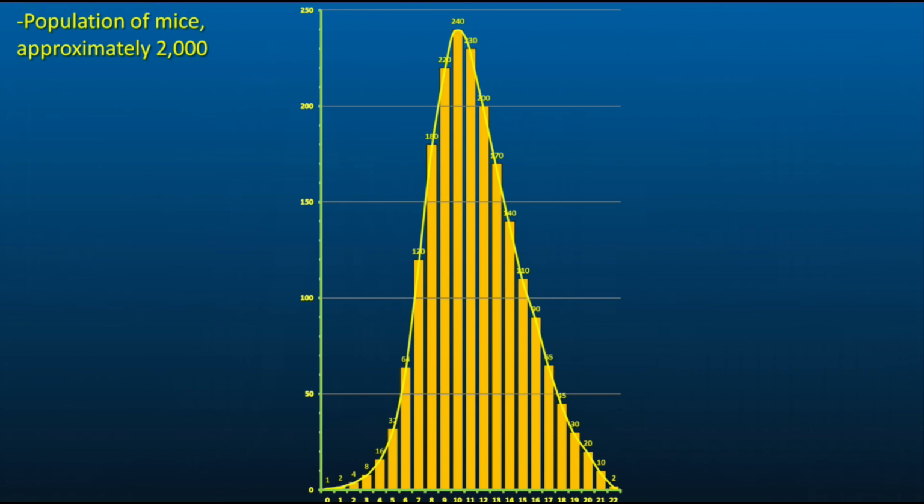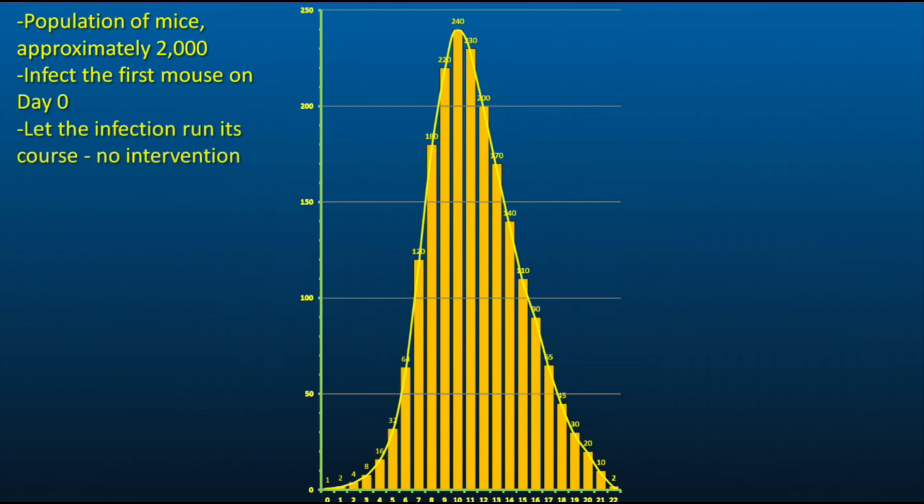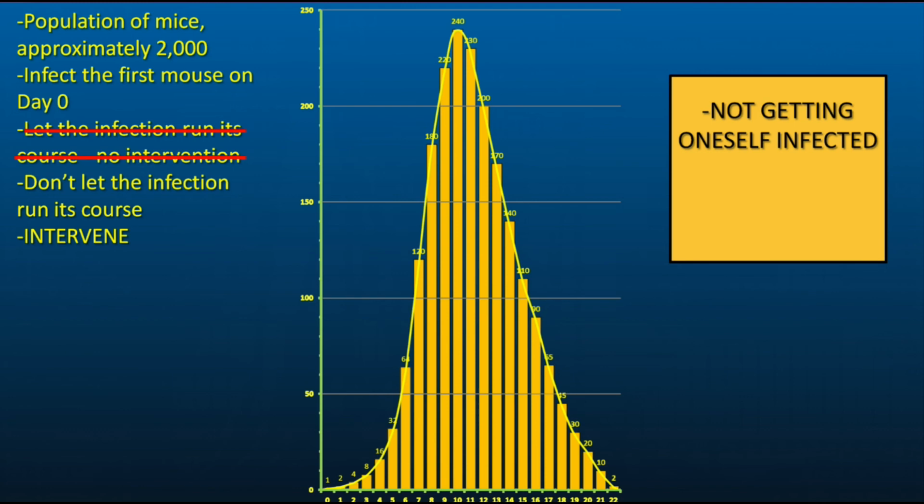So how do we modify our experiment to get the curve to flatten? Here's our curve from the original experiment of the 2,000 mice where the students were asked to care for the mice, but to let the infection run its course without intervention. This time, we will still infect the first mouse on day 0, but instead of letting the infection run its course, we ask the students to intervene. An intervention is based on a very simple but valid concept: not getting oneself infected, and if infected, not getting others infected. If the students intervene, depending on how early on they detect that there is something wrong.